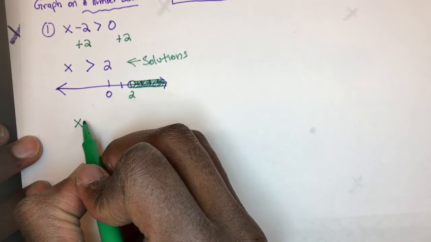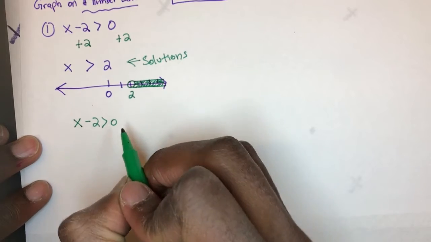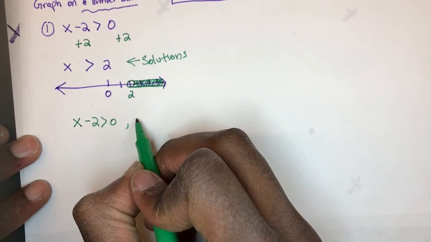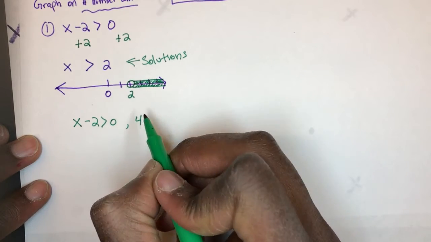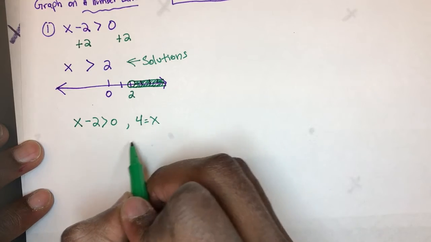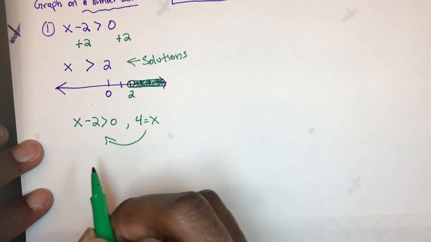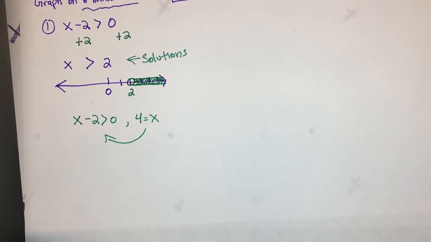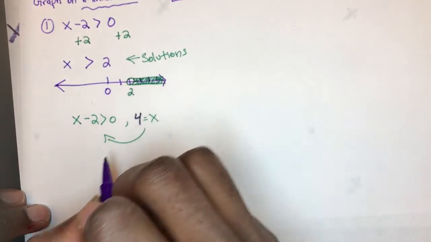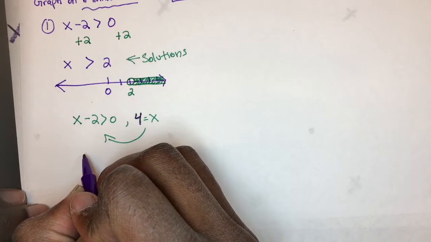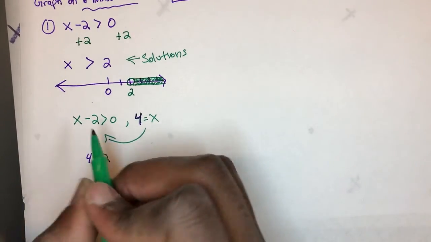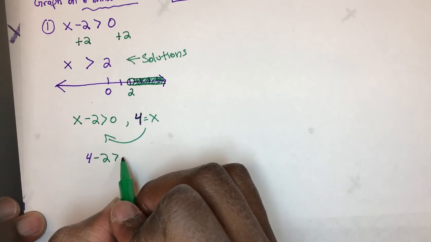rewriting the equation. x minus 2 is greater than 0. And I pick some value that is greater than 2 because that's what my solution says. So really easy, let's pick 4. And then I plug my x is 4 back into the original equation. So it looks like this. x is now 4 minus 2 should be, by logic, greater than 0.